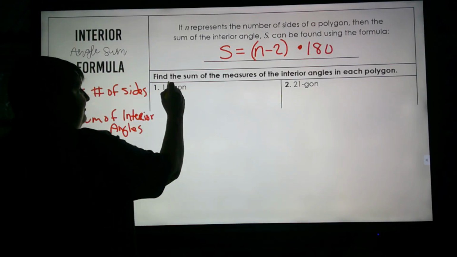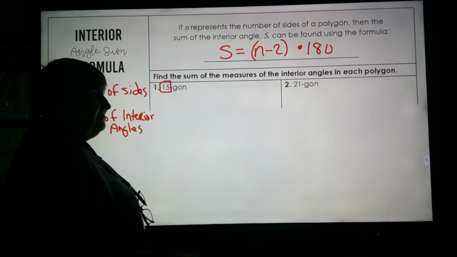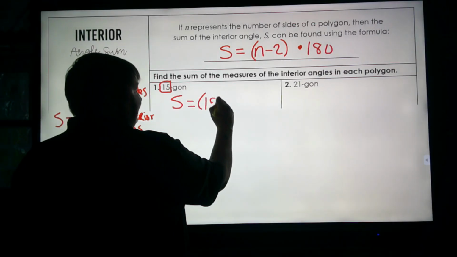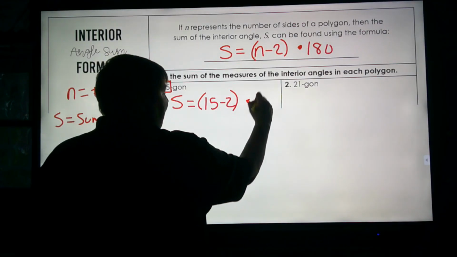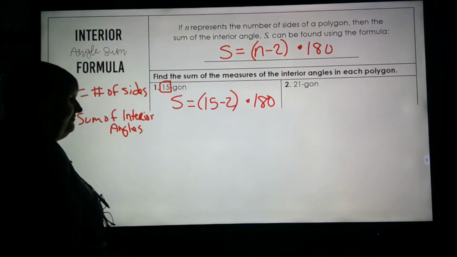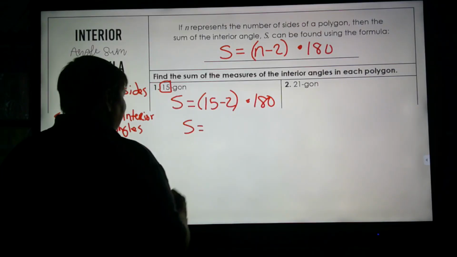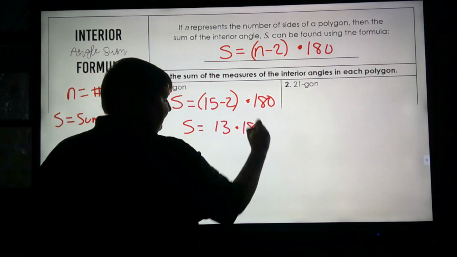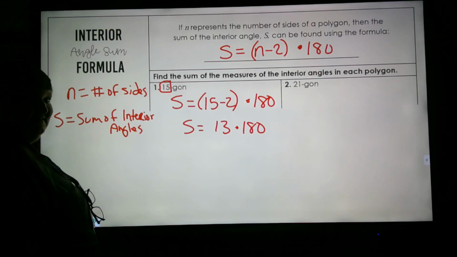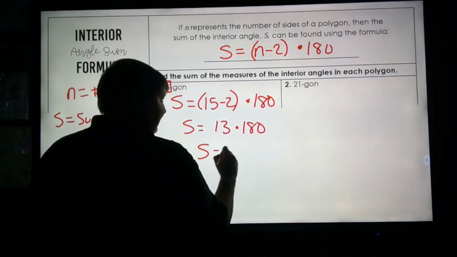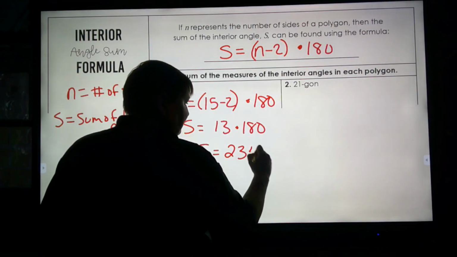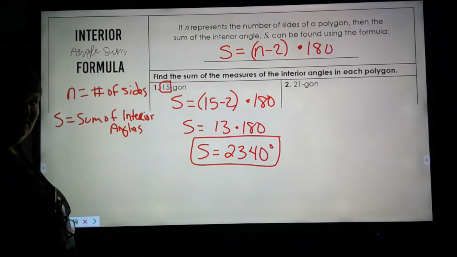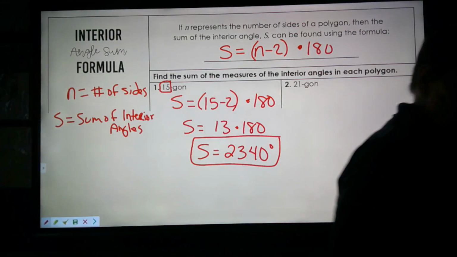All right, so we know the number of sides is 15. It told us this. So we're going to put it into the formula. Sum is equal to the number of sides minus 2 times 180. So the sum of the interior angles is equal to 13 times 180. So the sum of the interior angles is equal to 2340 degrees. Make sure you have the degree symbol, or I don't know you're talking about degrees.